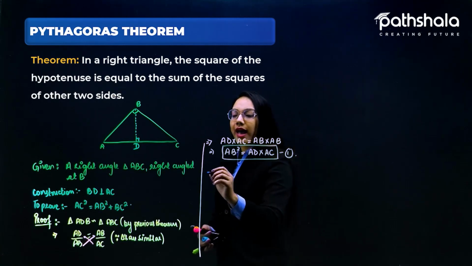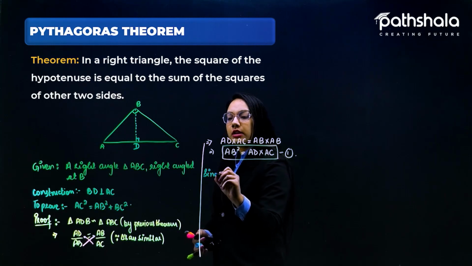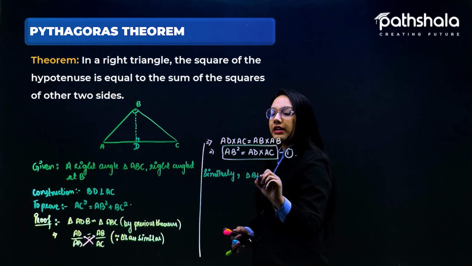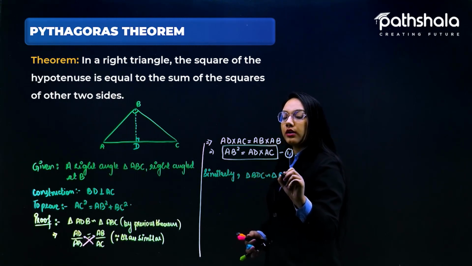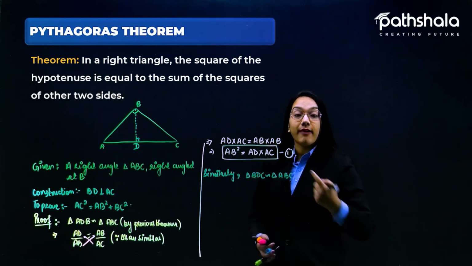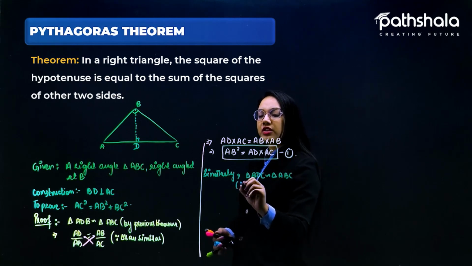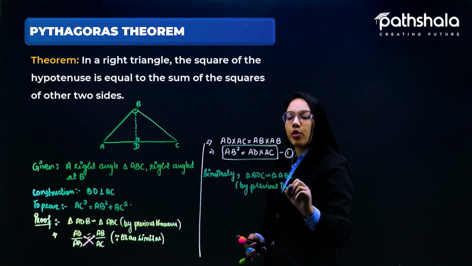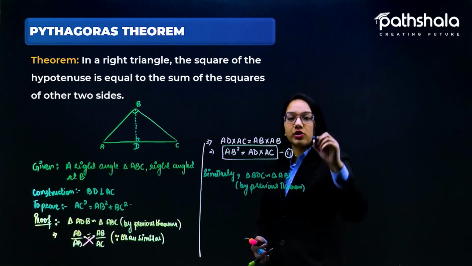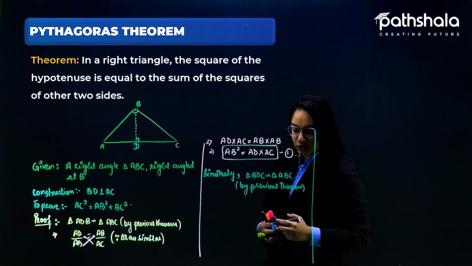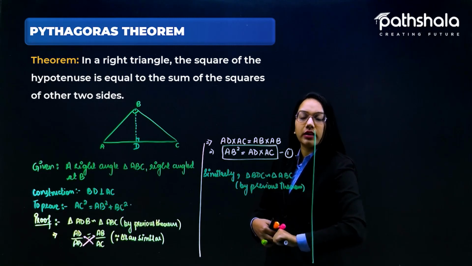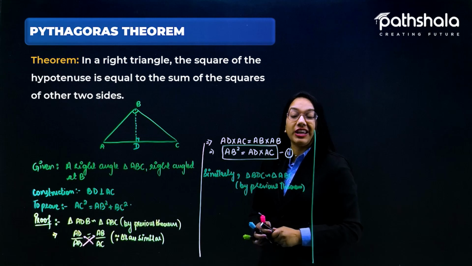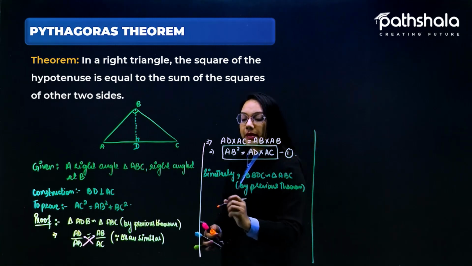Now let's move on and talk about the triangle BDC and the whole triangle ABC. Similarly, I'm talking about two triangles again. The triangle BDC is similar to the triangle ABC. Why so? By the previous theorem we can say that these two triangles are similar to each other. So their corresponding sides' ratio would be equal to each other.